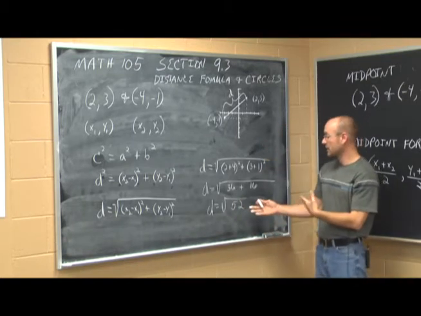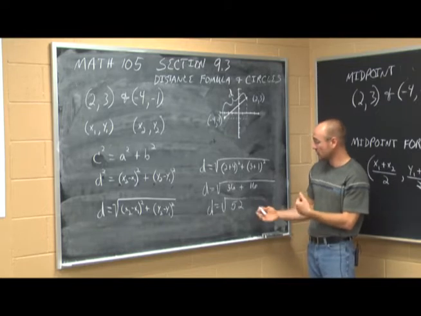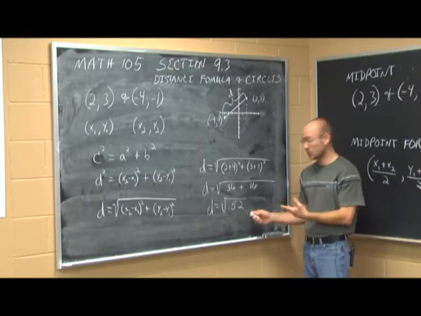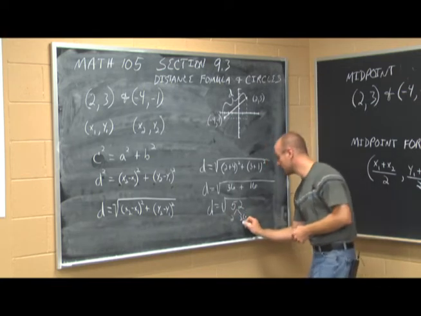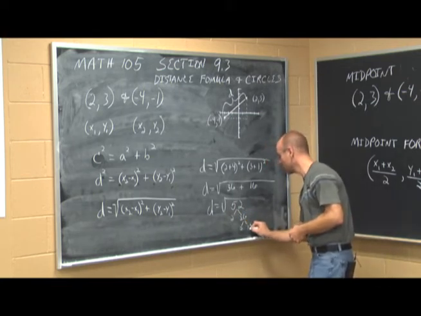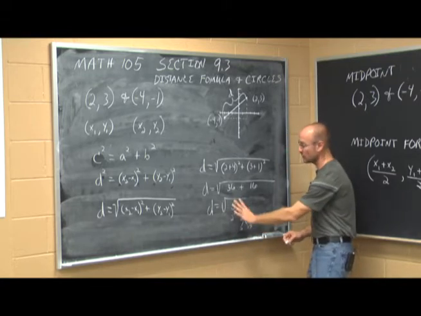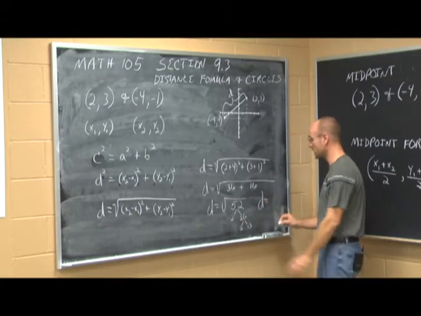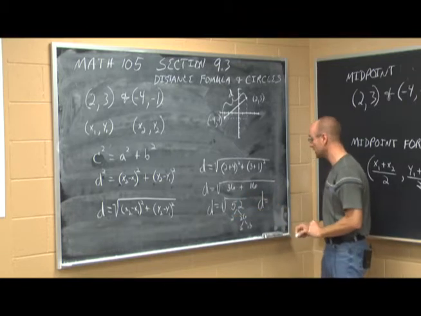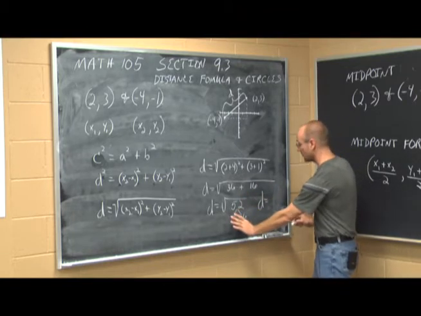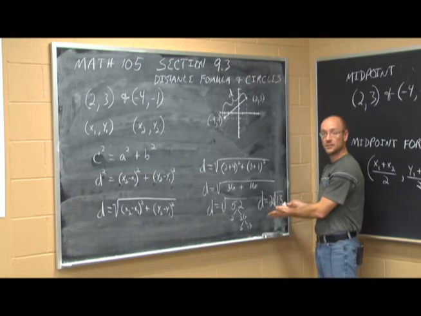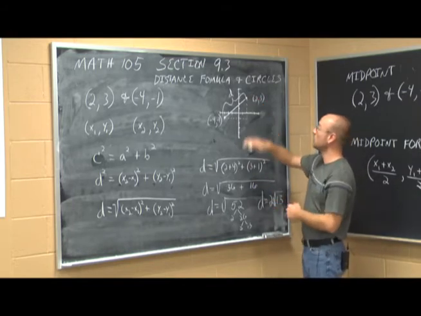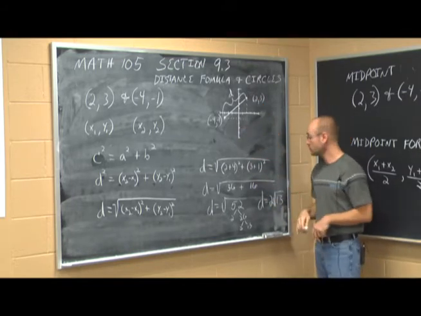Now, we could simplify this a little bit. 52 is 26 times 2, so let's just factor. And 26 is 2 times 13. So we have a perfect square under this radical. We simplify our radical, as we did in Chapter 6. 2 times 2 is 4, the square root of 4 is 2, times the square root of 13. This is the distance between these 2 points. So I have found the distance.